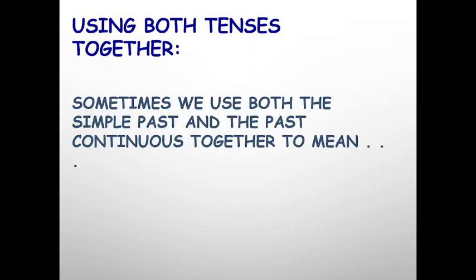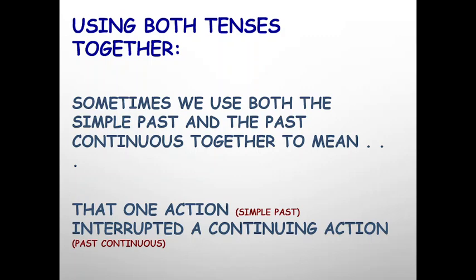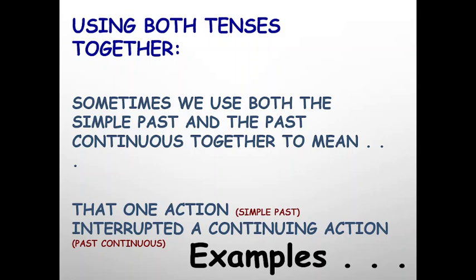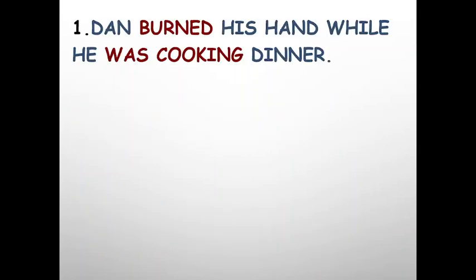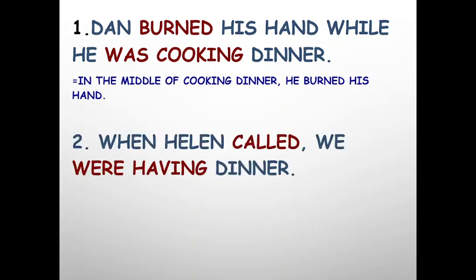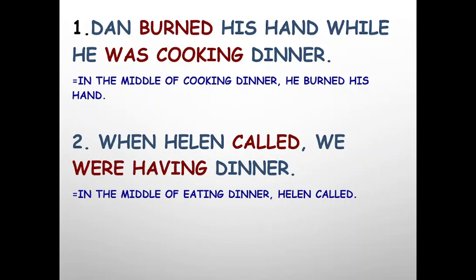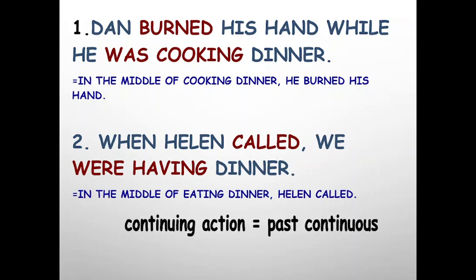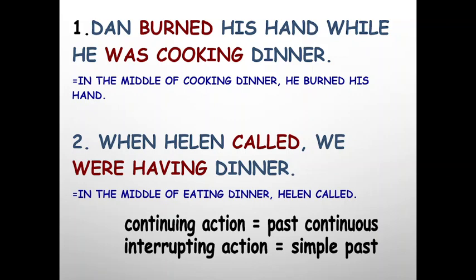Using both tenses together. Sometimes we use both the simple past and the past continuous together to mean that one action, in the simple past, interrupted a continuing action, in the past continuous. Some examples: Dan burned his hand while he was cooking dinner. In the middle of cooking dinner, he burned his hand. When Helen called, we were having dinner. In the middle of eating dinner, Helen called. The continuing action is the past continuous. The interrupting action is the simple past tense.